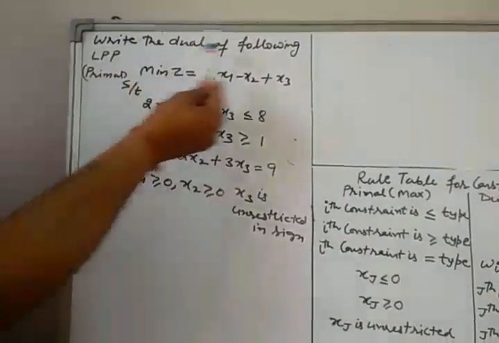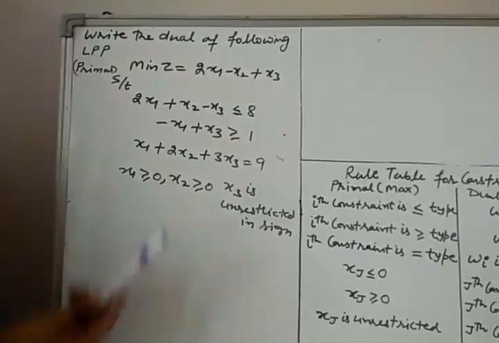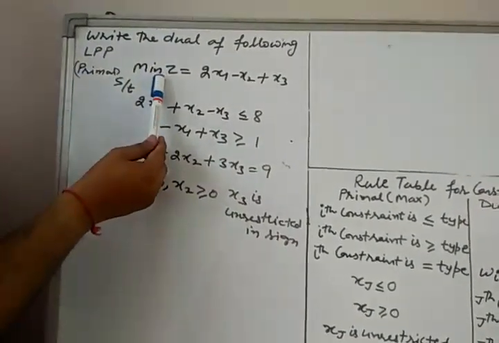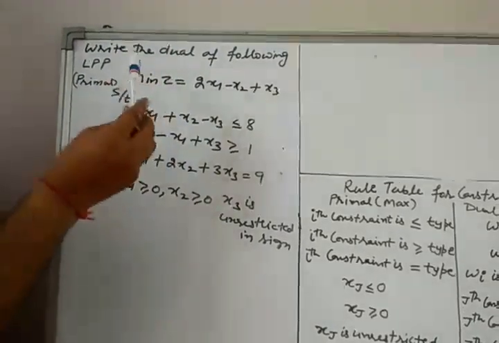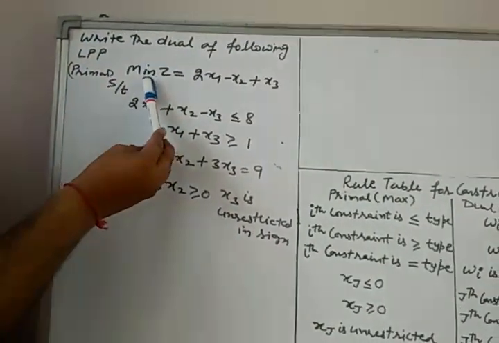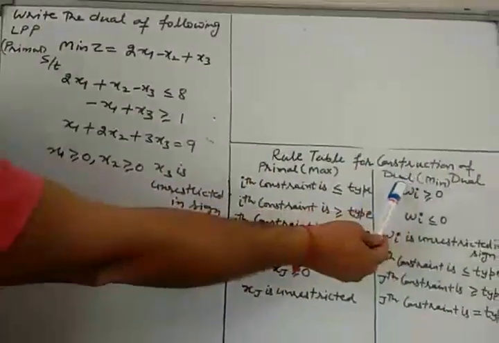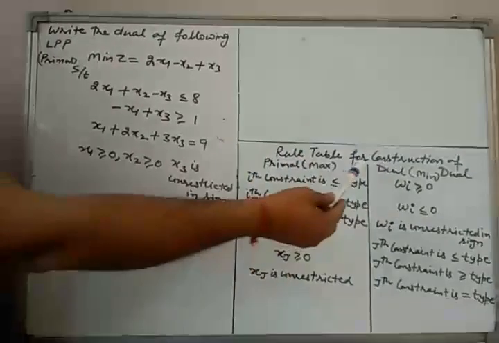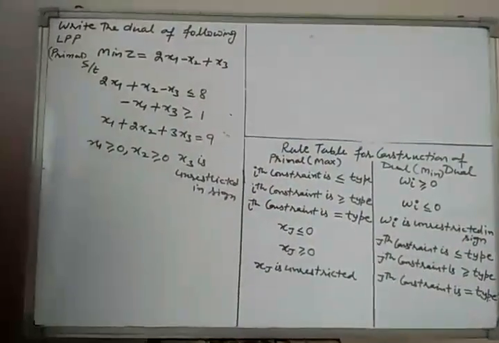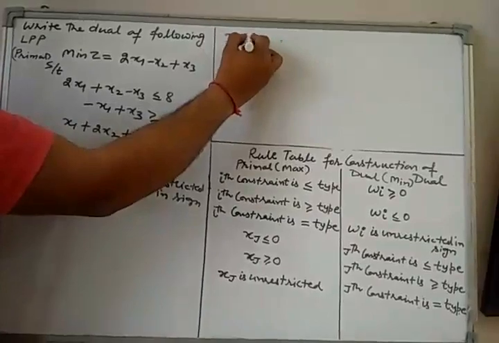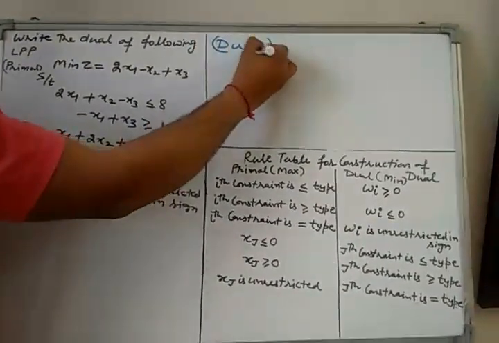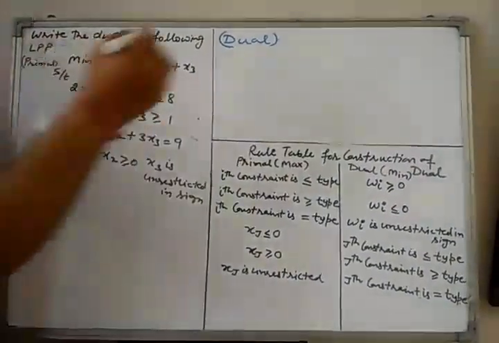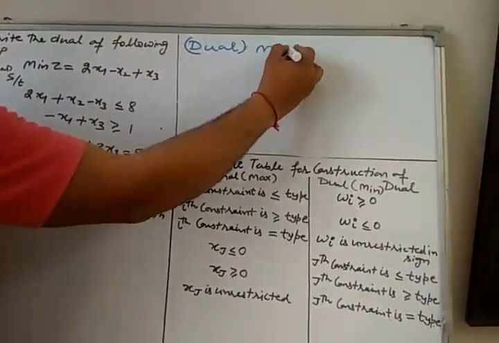Now we write the dual of the following LPP. Because the problem is of minimization, we take the primal as a minimization problem. If the primal is a minimization problem, then we move from right to left in our rule table in order to make the dual problem. Now we write its dual. Because our primal is a minimization problem, its dual is a maximization problem.